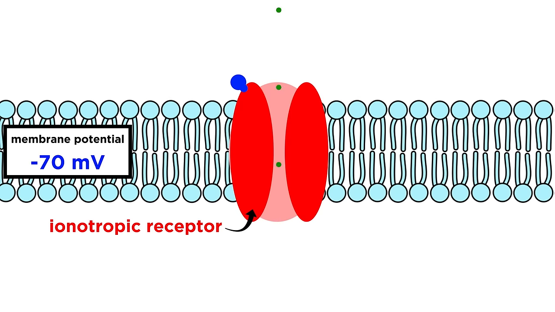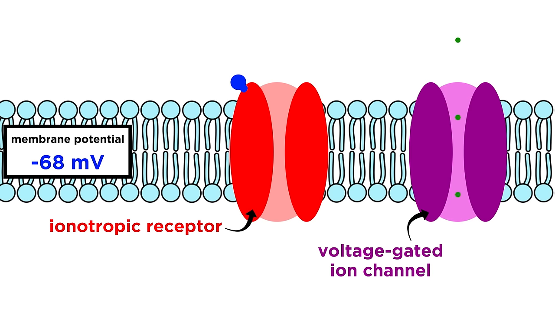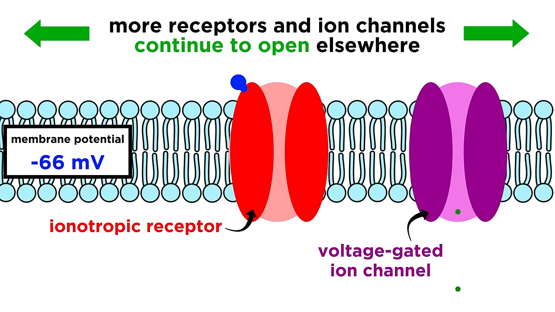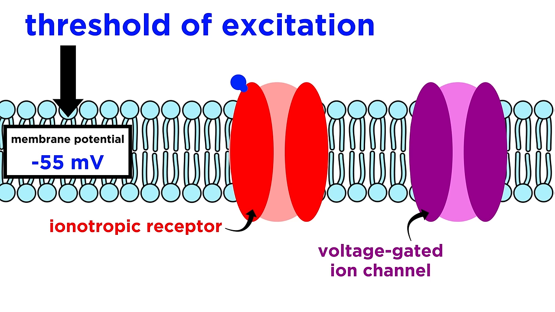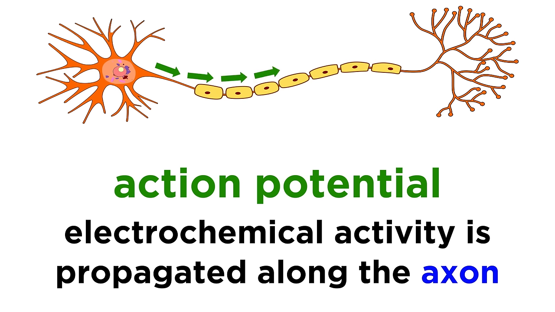As ions traverse the membrane and the voltage changes, this will cause nearby voltage-gated ion channels to open, which allows for the diffusion of more ions. If the sum of this activity is sufficient to depolarize the membrane beyond its threshold of excitation, which is usually around negative 55 millivolts, an action potential will be generated.